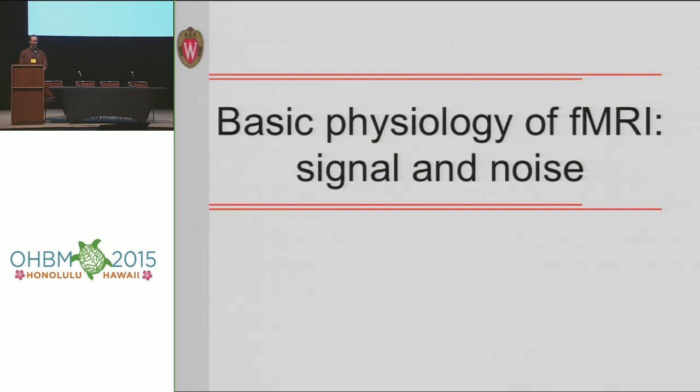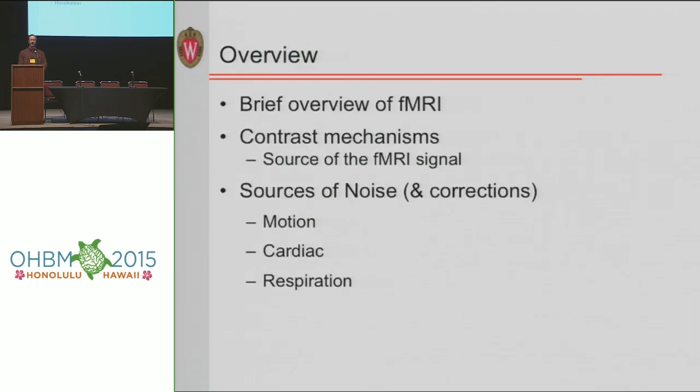So as Tor mentioned, I want to talk about the basic physiology of fMRI and particular aspects of signal and the noise. I'm just going to begin with a brief overview of fMRI, in particular getting into some of the contrast mechanisms, trying to describe to you what the source of the fMRI signal is, and then also importantly what these various sources of noise are. In addition to telling you about the various sources of noise, I'll also present the correction methods that are currently being used and being developed to try to address this.